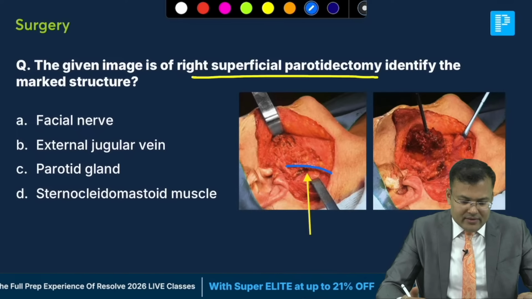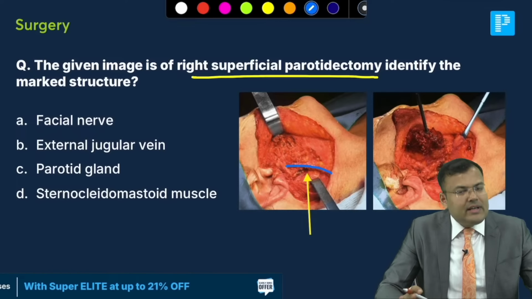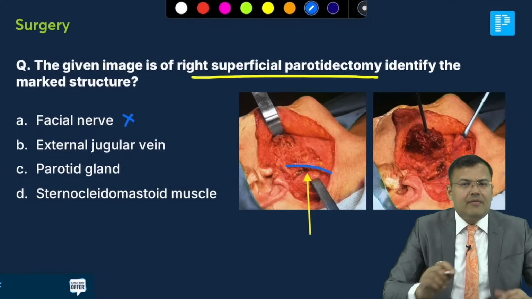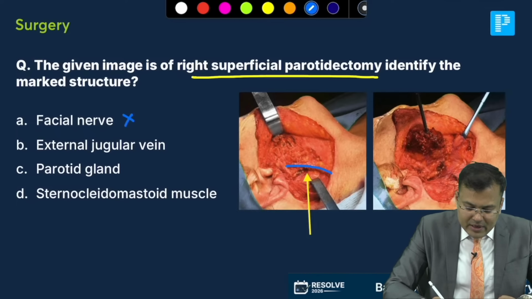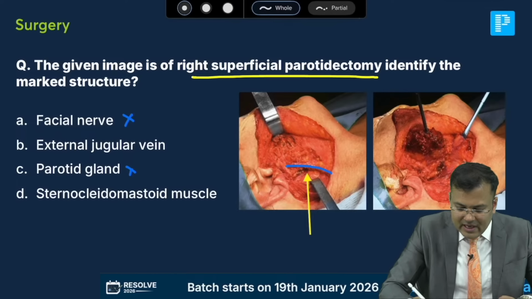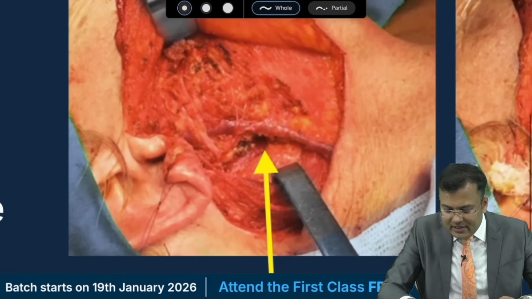Yes. So, guys, see. Very good. See, it's not the facial nerve. Clear? Facial nerves have branches, like this. It is not the parotid gland. You can see this structure. Have a look at this structure. Clear? So, it's a vein.